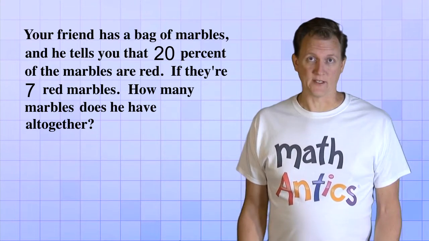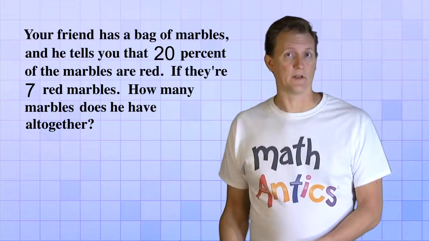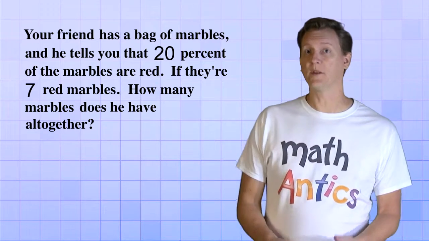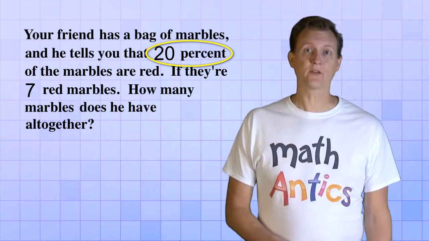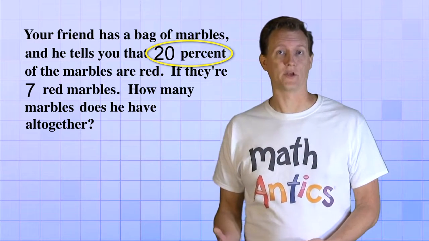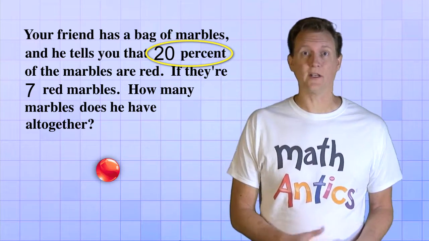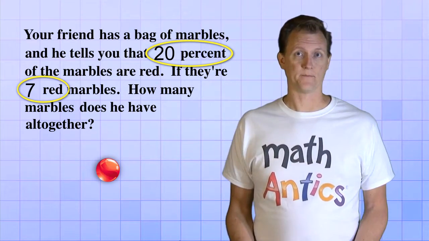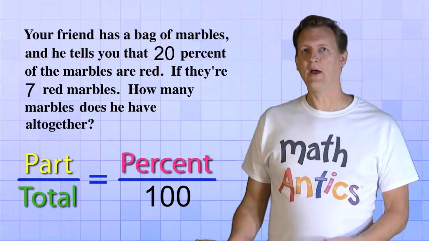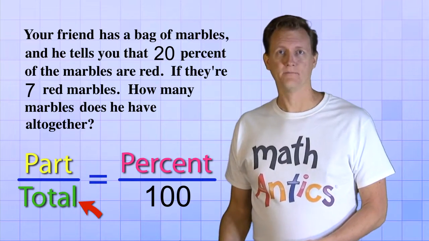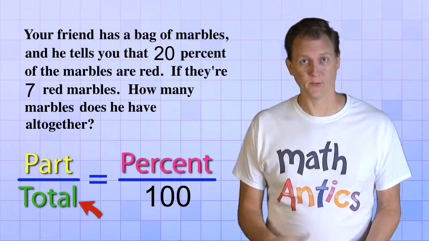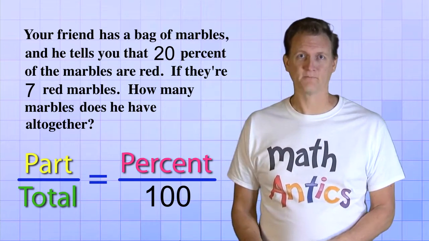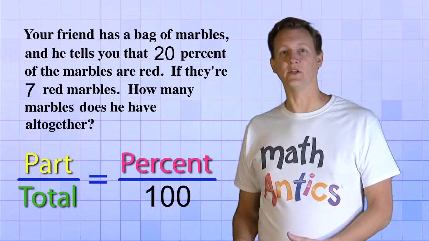And another way that we can tell is by the numbers that we are given. In this problem, we know that the percent is 20, and we're also told that part of the marbles are red, so we know that the part is 7, so that means that it must be the total that's missing. All right then, so how do we figure out what the total is? Well, using a little algebra, which you don't need to know how to do right here, we can rearrange our percent equation like this.